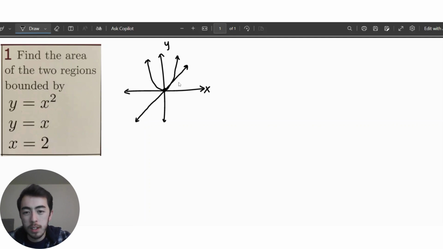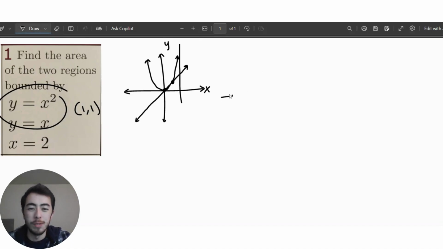Maybe you could tell there was a little bit of overlap here where the y equals x line was a little bit higher up than the x squared curve, but it's really hard to see, so I might need to change my sketch. Finally, x equals 2. Well, I know that these two intersect at (1, 1), and so x equals 2 is going to be a vertical line right here. So I should probably change my sketch and actually zoom in a little bit.